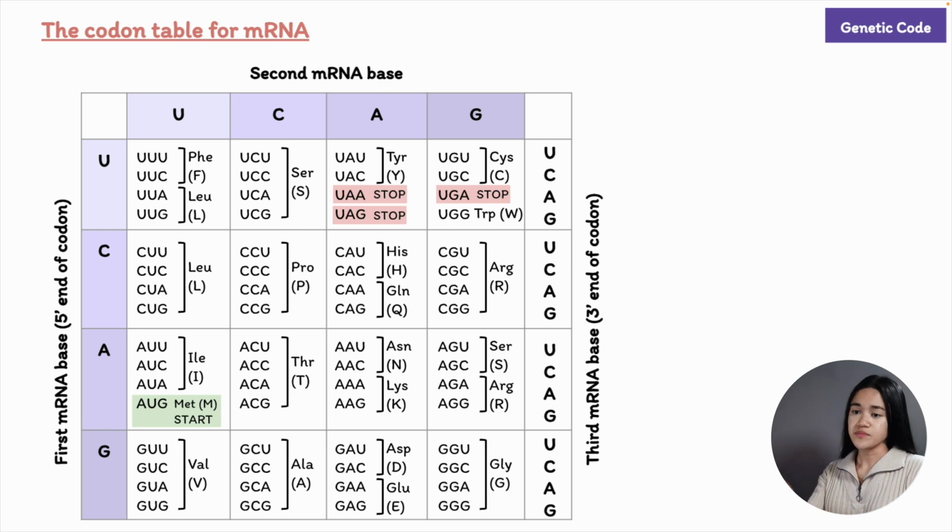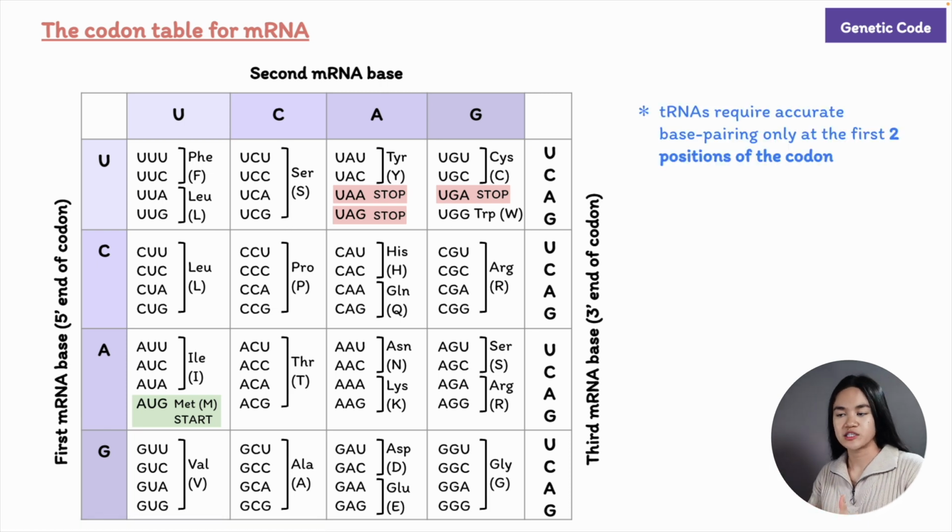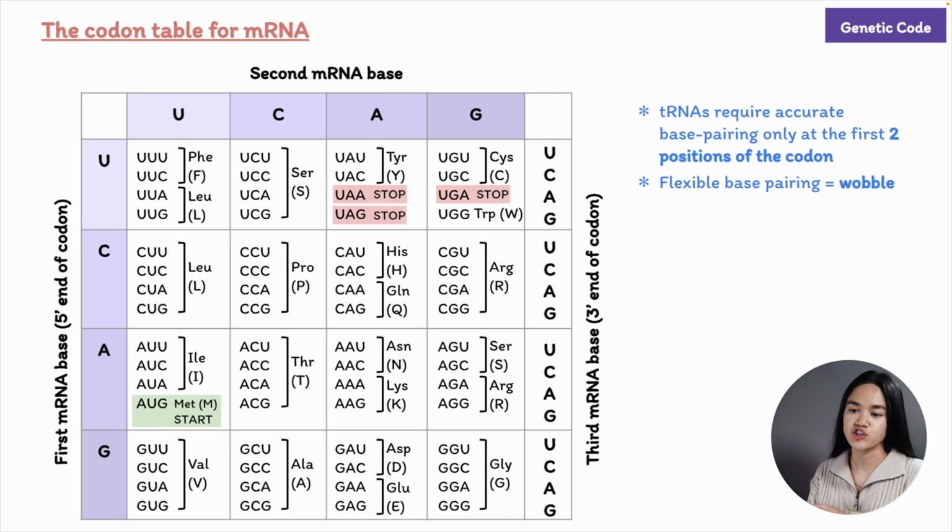That is, some tRNAs require precise base pairing only in the first 2 positions of the codon and are quite flexible in the third. The flexible base pairing at this codon position is called a wobble, or mismatch. This mismatch explains why multiple codons that specify the same amino acid differ at the 3rd position, but have the same base at the 1st and 2nd position.